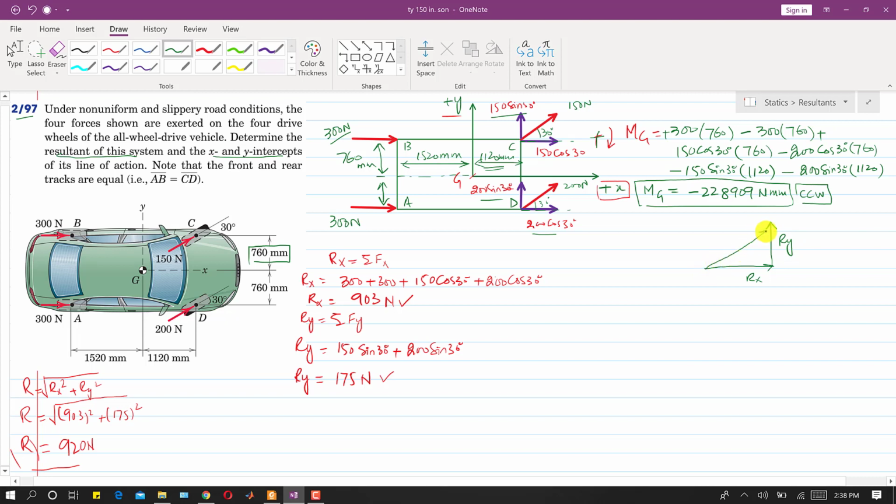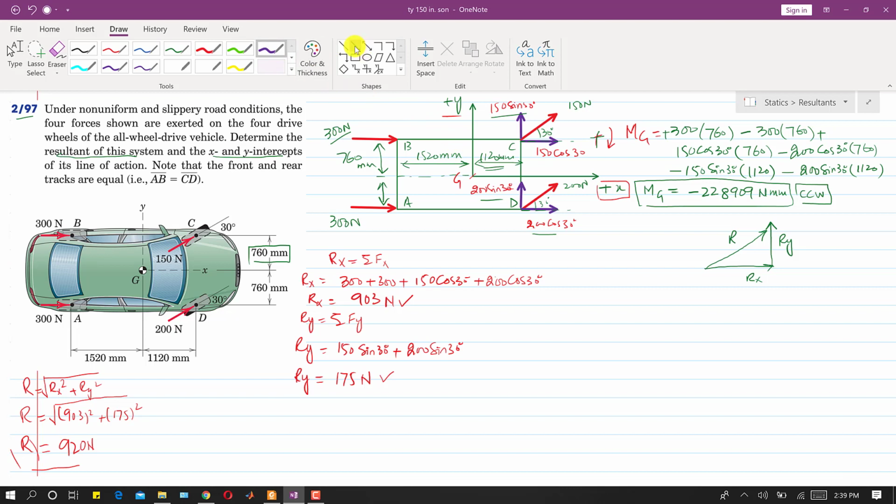So this will be the direction of r, right? Without knowing theta, this is r. Now what we will do is find the x and y intercept of this r, and it should produce this much moment, this counterclockwise moment. So we will place this r from this point G at some distance, so that it produces the counterclockwise moment.